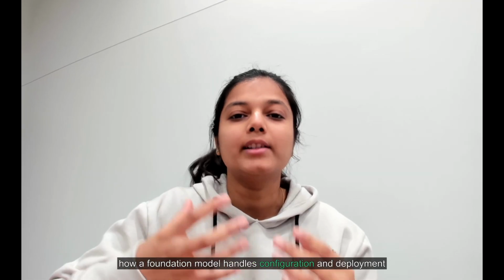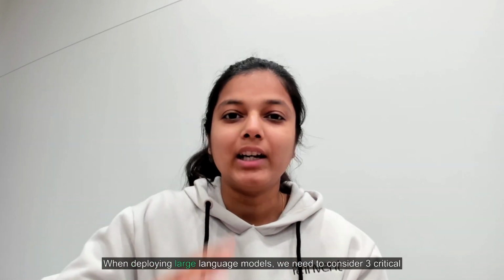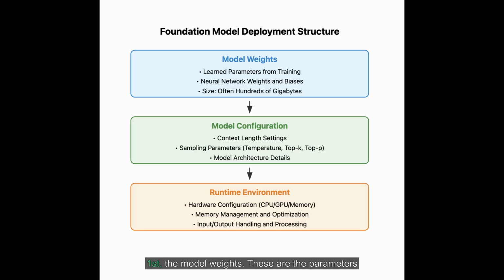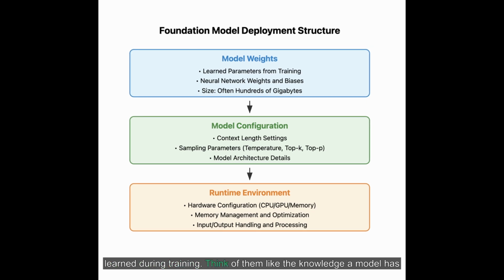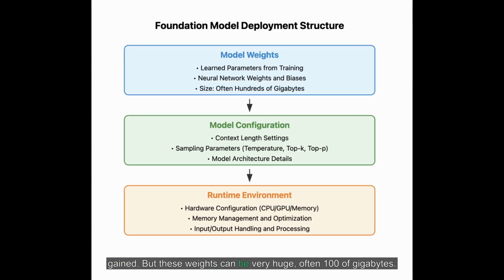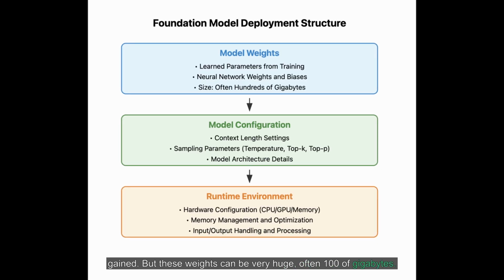First, let's understand how a foundation model handles configuration and deployment in a production environment. When deploying large language models, we need to consider three critical components. First, the model weights. These are the parameters learned during training. Think of them like the knowledge a model has gained. But these weights can be very huge, often hundreds of gigabytes.